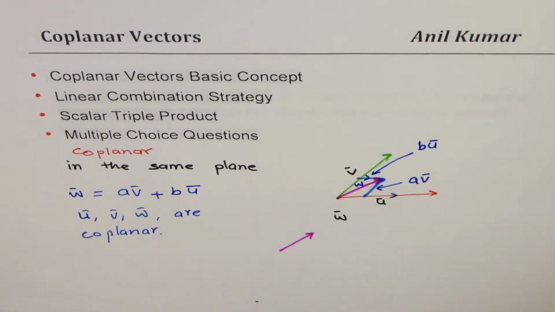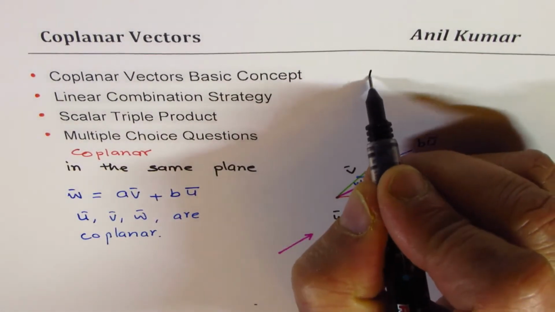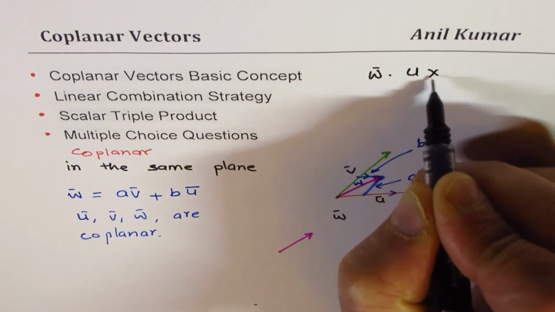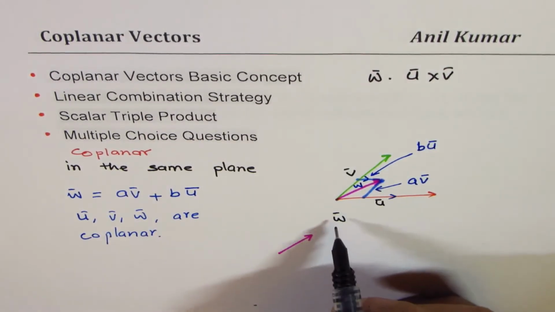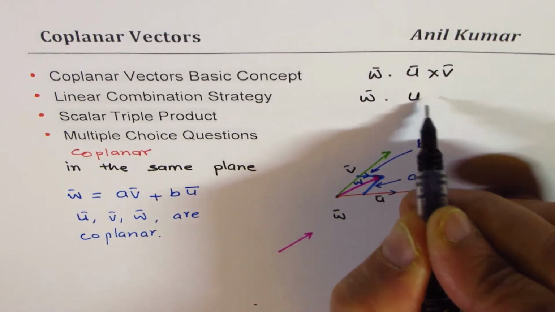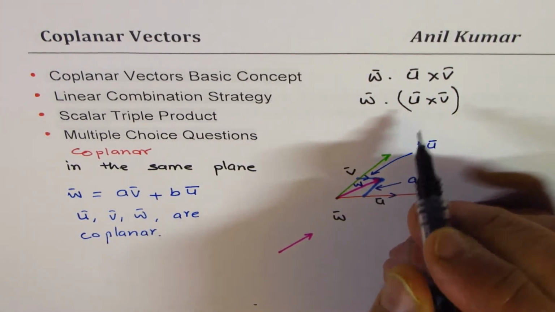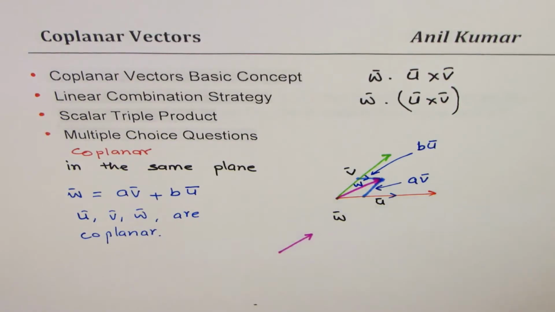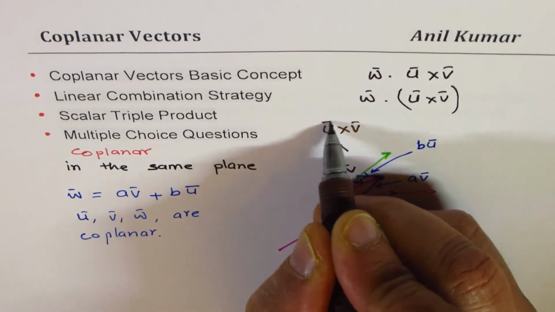Now, the scalar triple product concept. When we say scalar triple product, we are actually trying to figure out, let's say, W dot U cross V. This is what we're trying to figure out. Now, let's assume they are in the same plane. In that case, what is going to be U cross V? U cross V will be a vector which will be perpendicular to the plane of the paper, right? So I could always show this vector like this. So this vector becomes U cross V, correct?